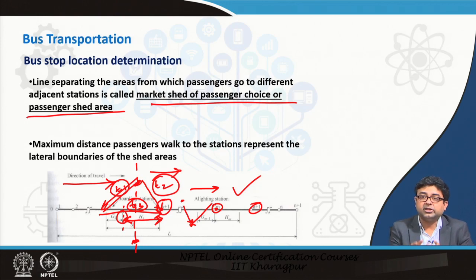Now, it is just the opposite: you want to get off at the earlier station and then walk towards your final destination, rather than get off at the later station and walk back to your destination, right. So, that determines the market shed line. Okay. So, that is what is called the market shed area or the market shed line.